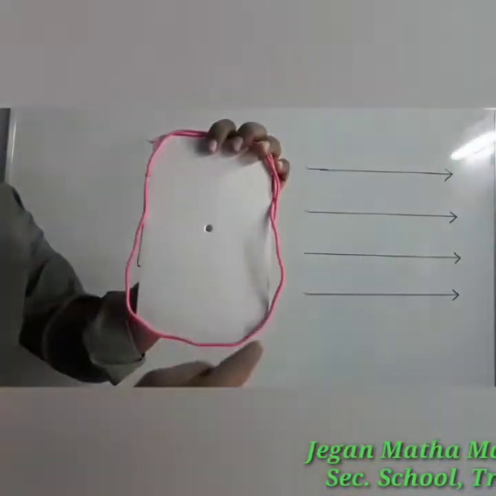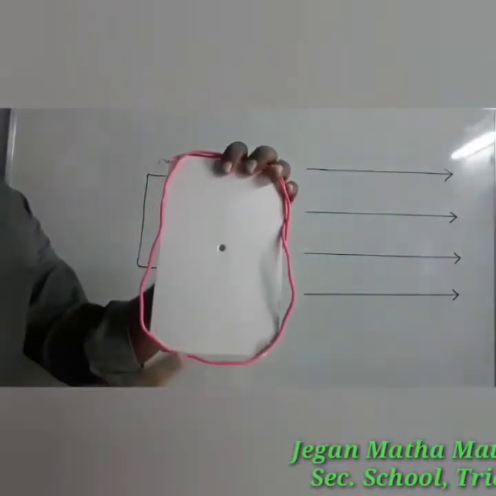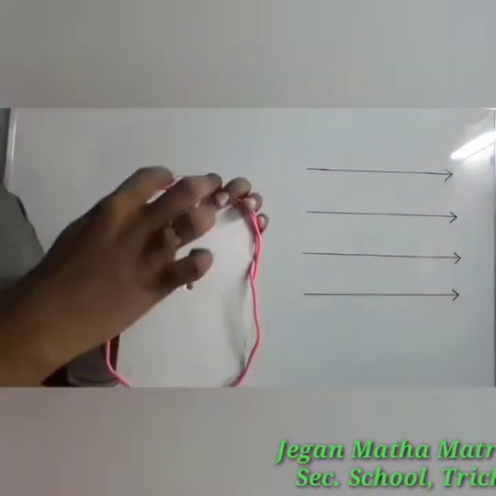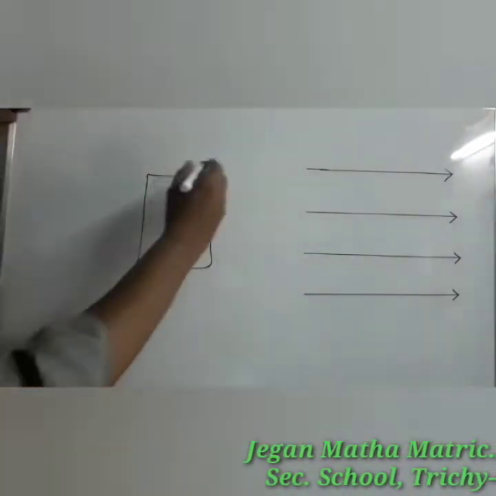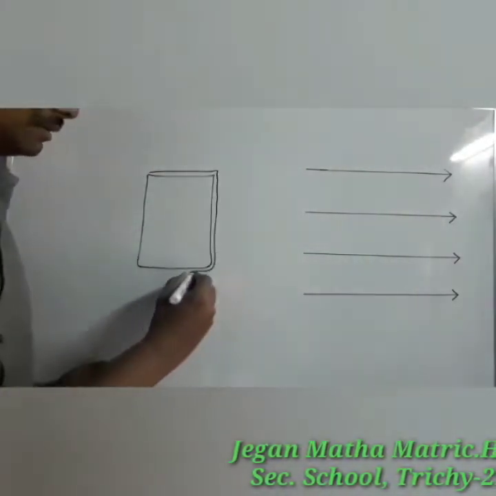At the edges I have wound the wire. For your understanding, I have made only one turn. So in a rectangular frame, I have made one turn.